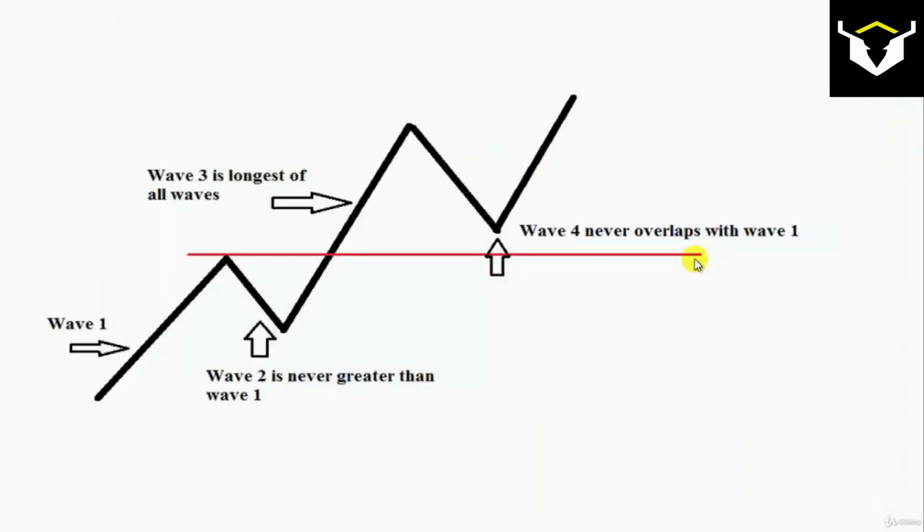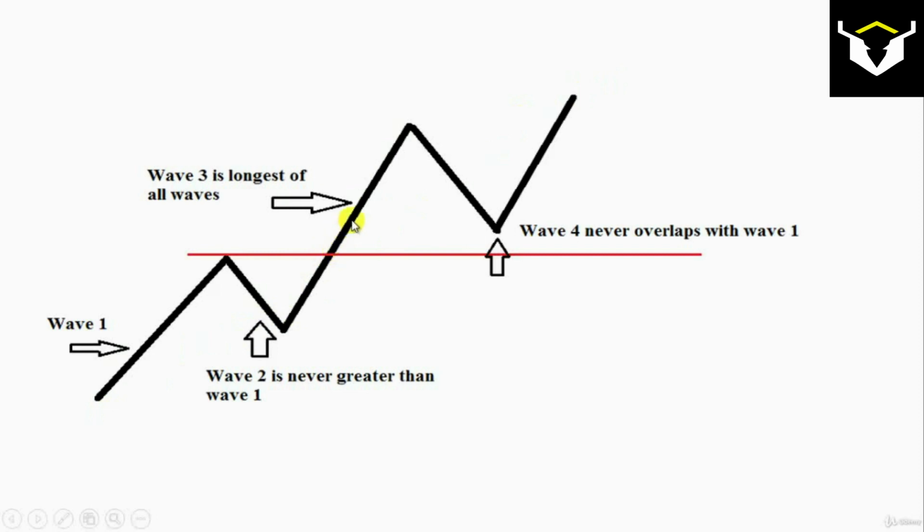In the following image, you can see this is wave 1 followed by wave 2, and you can see wave 2 is never greater than wave 1. This is the first and most important point of Elliott wave structure. Wave 2 should never be greater than wave 1. Second important rule, wave 3 is the longest wave among these 5 non-overlapping waves. Wave 3 has to be the longest of these 5 waves.